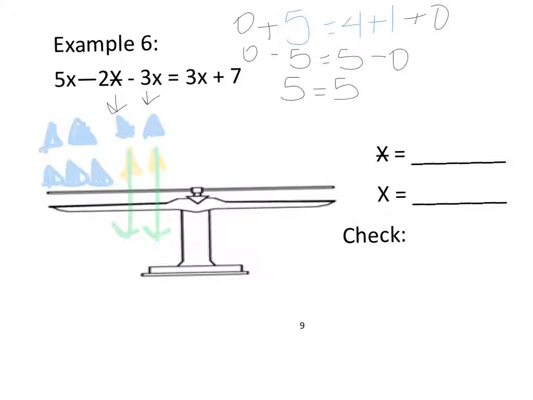We are then asked to take away 3 x's. So again, starting at the top of the triangles, take away 3 of your x's. Now we can finally go to the other side. We have 3 x's, 2, 3, plus 7, our one constant. All right, now let's take a look at what we have on both sides. We have 3 triangles.